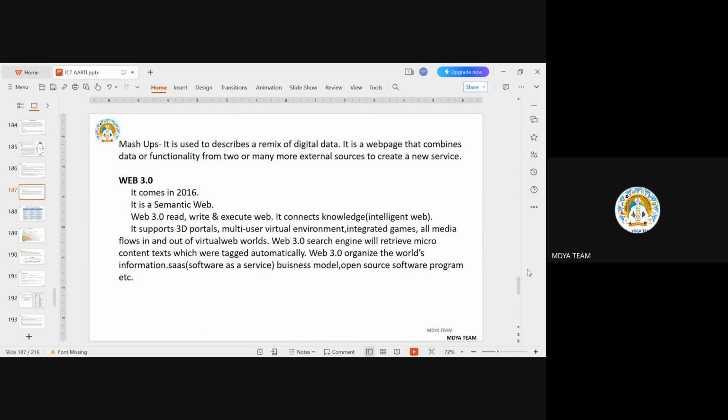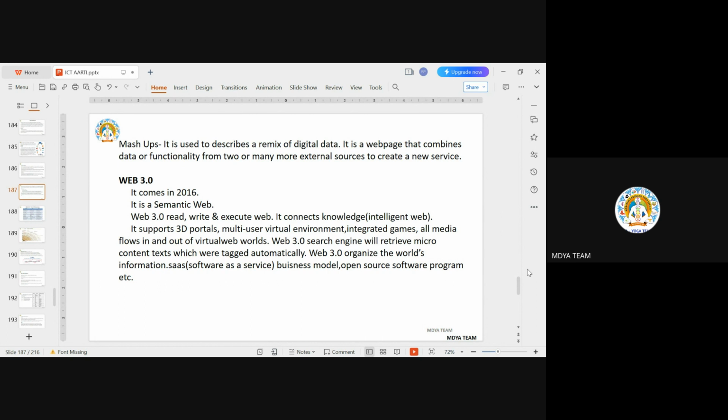It supports 3D portals and multi-user virtual environments. Yes, because multiple users can use one environment. Integrated games, there are so many games, as you see in PUBG. One person is at one place, another person is at another place, and they are playing the game at one time, one game. All media flows in and out of virtual web worlds.